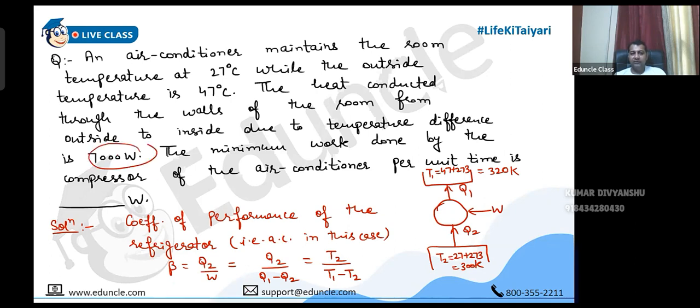So Q2 is known to us. This is per unit time, already. Watt. W we have to calculate. T2 and T1 are known to us. So you can calculate W by substituting the values now. Okay. Please do it.